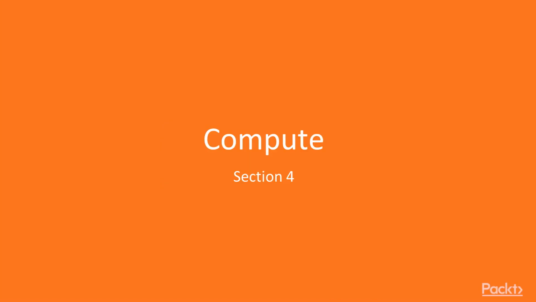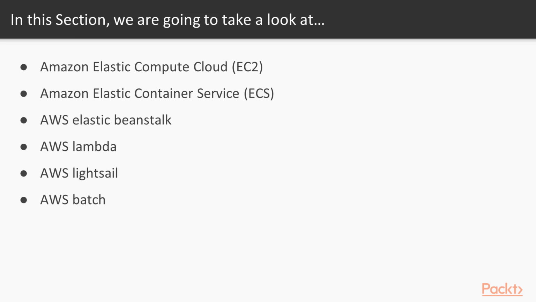Hi guys, and welcome to section 4 of this course where we'll be taking a look at the Amazon Compute services available to us on the platform. In this section, we'll be taking a look at the Amazon Elastic Compute Cloud, EC2, the Amazon EC2 Container Service, Amazon ECS, Amazon Elastic Beanstalk, Lambda, Lightsail, and the AWS Batch Service.